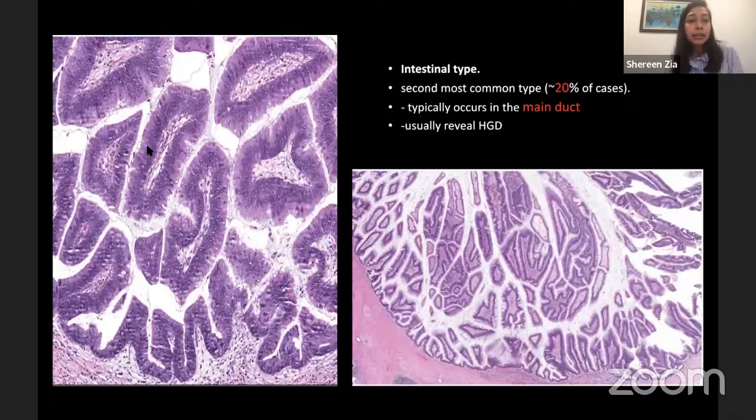Then the intestinal type seen over here shows, as you can appreciate, pseudostratified epithelium with nuclei like those seen in intestinal type epithelium. Usually they're the second most common type, accounting for about 20% of IPMN cases. They usually involve the main duct and they're high grade.